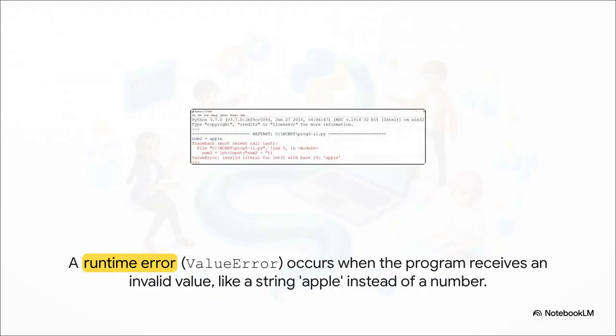This is a value error. It's a classic runtime error. This happens when our spell promised the wizard we'd give it a number, but instead we handed it the word apple. The wizard just panics. It doesn't know what to do. But don't worry, these messages aren't punishments. They're actually clues that help us fix our spells.